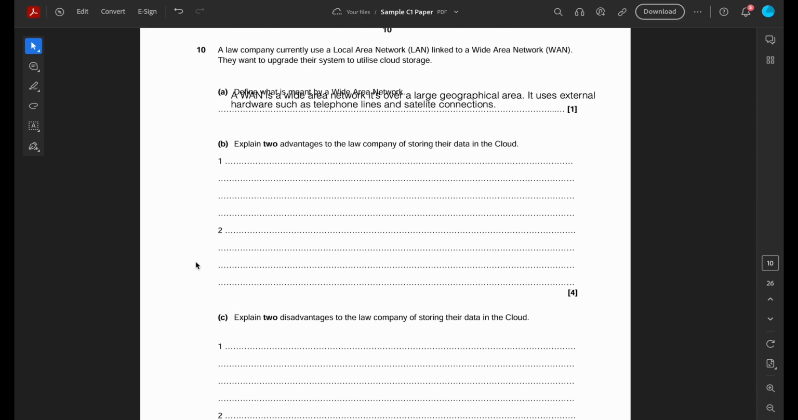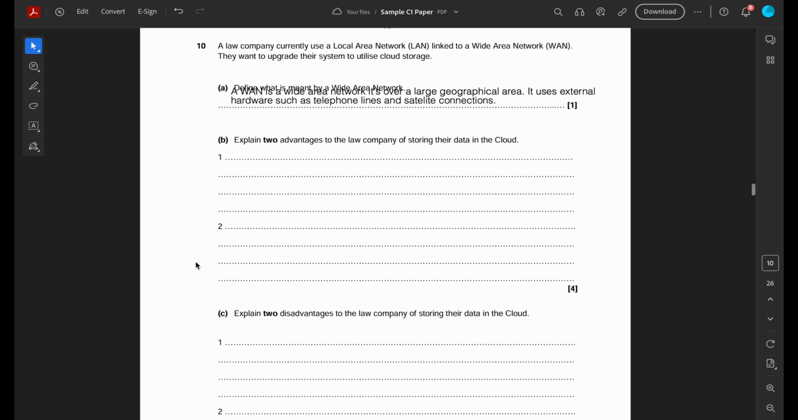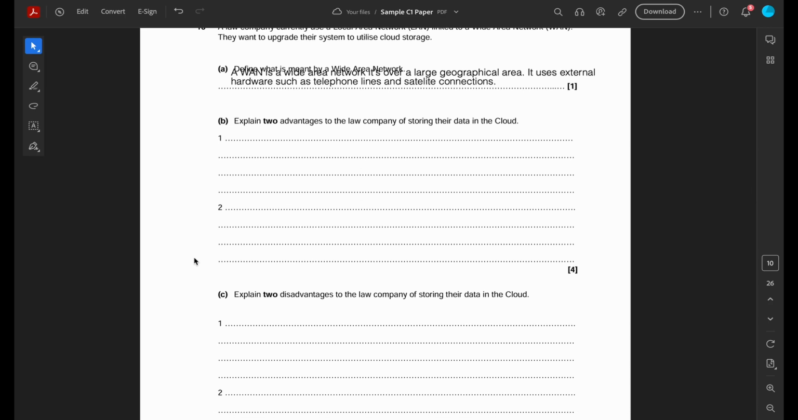Now, explain 2 advantages to the law company who've stored their data in the cloud. Now, my class, and every class I've had over the past 5 or 6 years of my experience, and they've all done very well, by the time they get their mocks in kind of November, December, they're starting to get better answering these questions, but very often early on, they'll give very generic answers. So I'll think, oh, I know a good thing about the cloud is that it allows you to have unlimited storage from the point of view of the user. And it does, but that's not specific to the scenario.